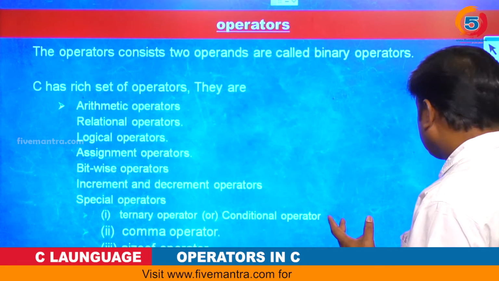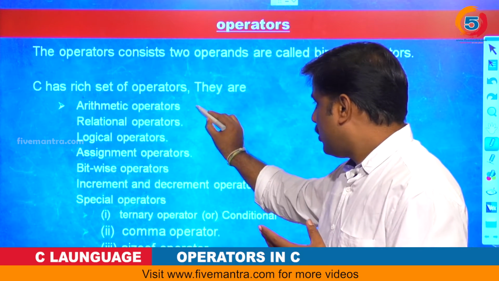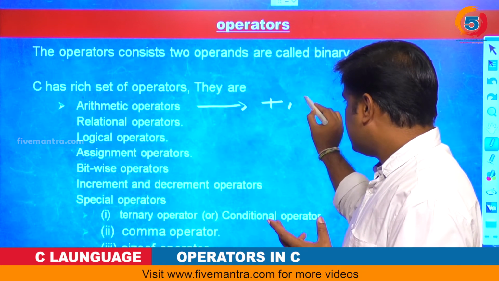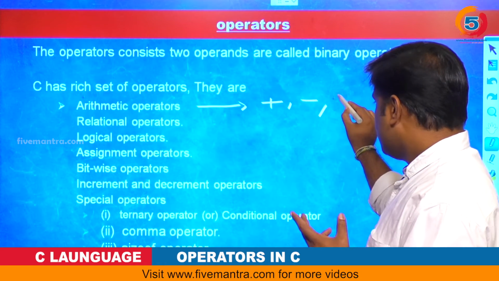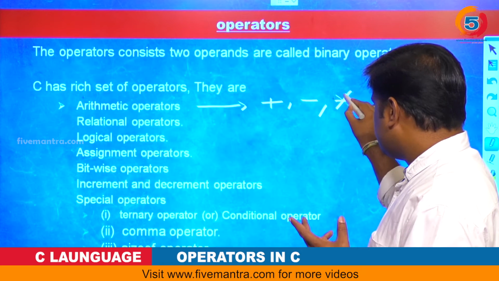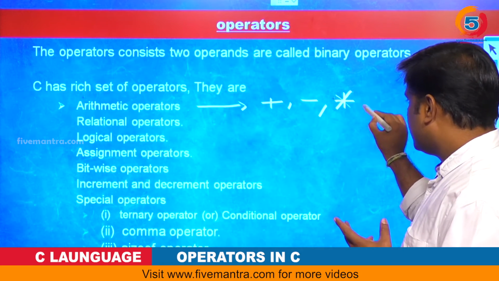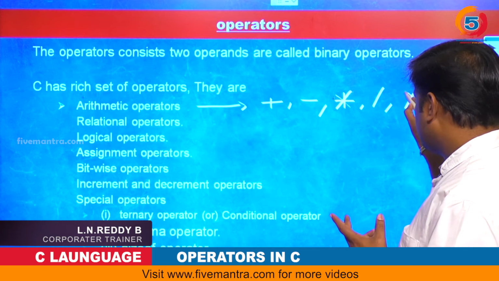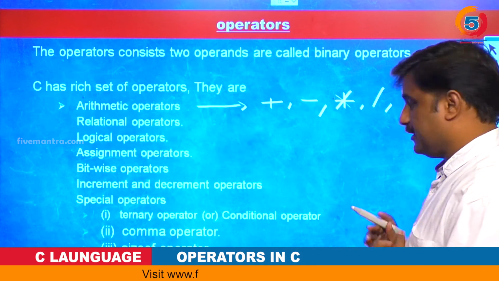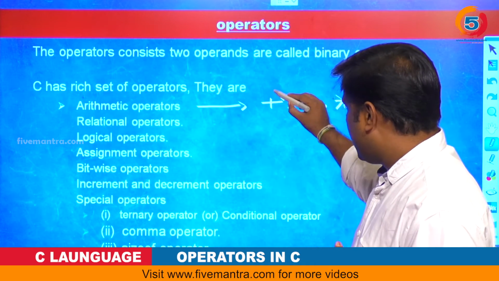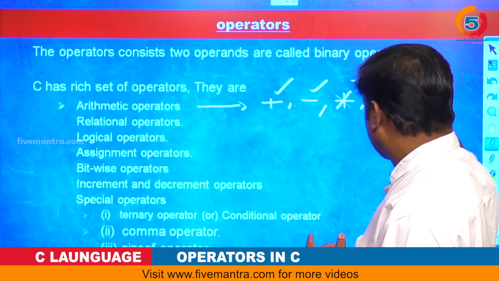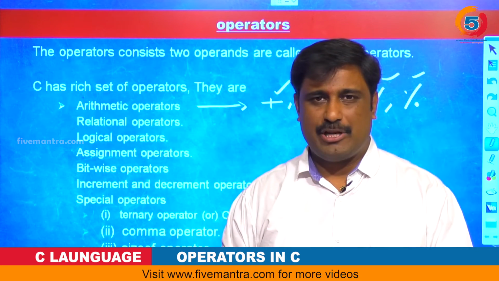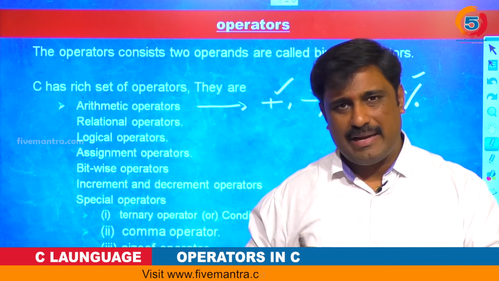Like arithmetic operators, if you see, we have plus, and this is the minus, the subtraction, this is the multiplication symbol, and the next one is another operator, the division operator, and this one is the mod operator. How many operators do we have? 1, 2, 3, 4, 5. So arithmetic operators are 5. They do the arithmetic operations, and these are binary operators.